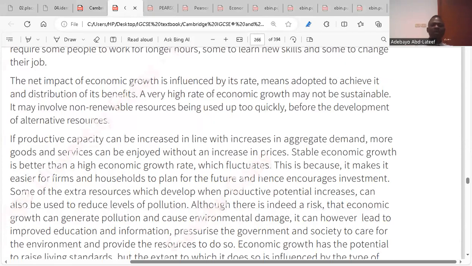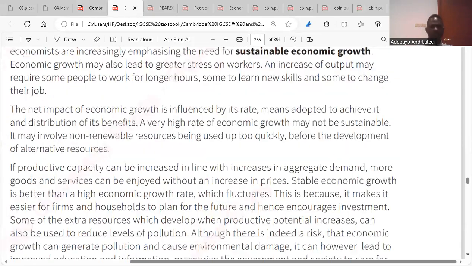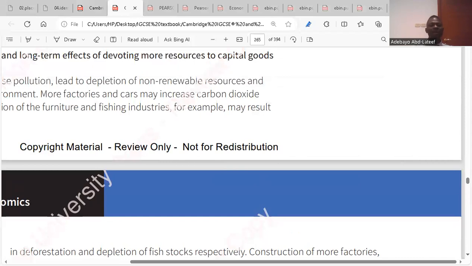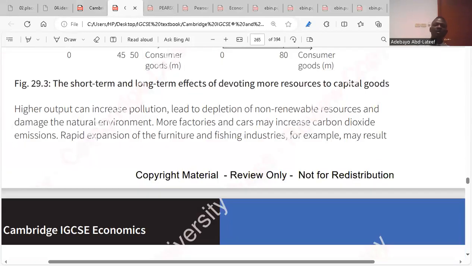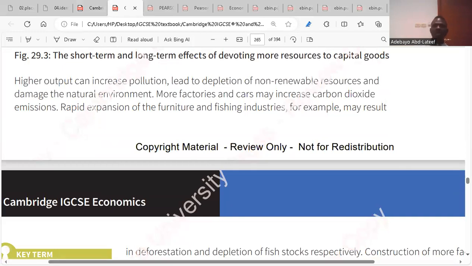So what you're trying to let us know here is that when there is economic growth, in the short run, resources are used, and it's advantageous because economic activity will be booming, income or revenue will be going up, aggregate demand will increase, output will increase. But what happens in the long run? In the long run, resources might be depleted. That means a lot of resources will be used. That means resources might be out of use.